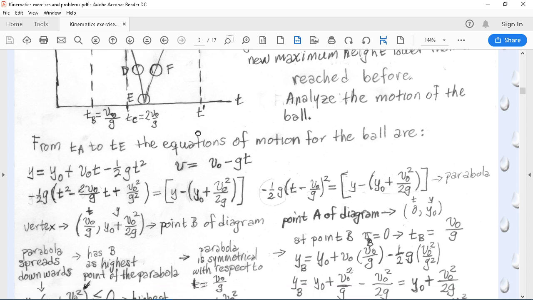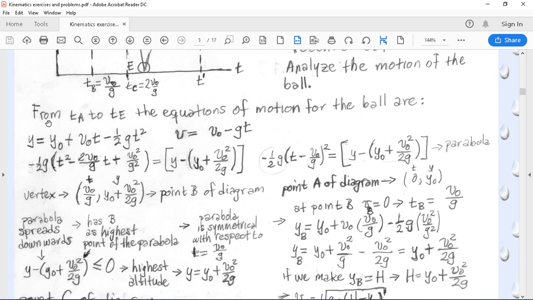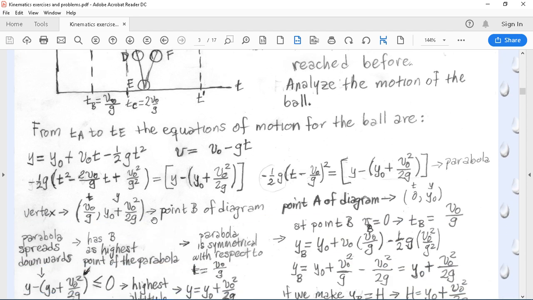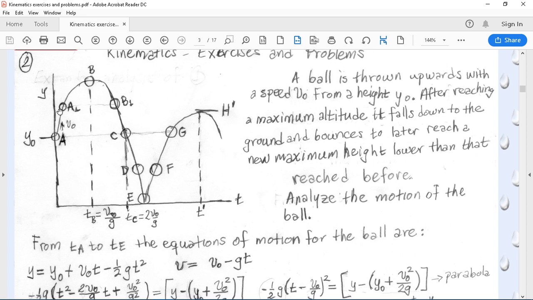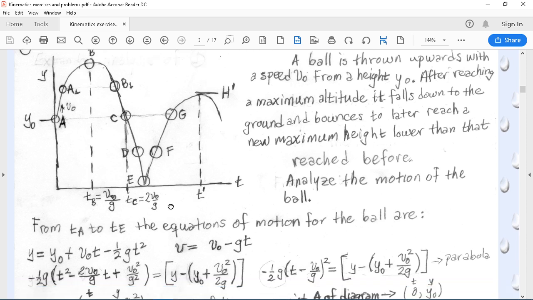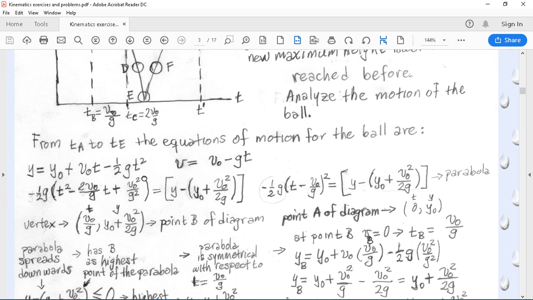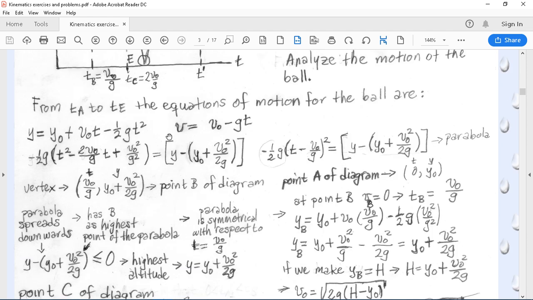Okay, so first we have to write down the equations of motion for the ball. This is also a case of motion with constant acceleration. So we write down the equations: y equals y0 plus v sub 0 t minus 1/2 of g t squared, and v equals v sub 0 minus g t. Those are the equations for the position and for the velocity.